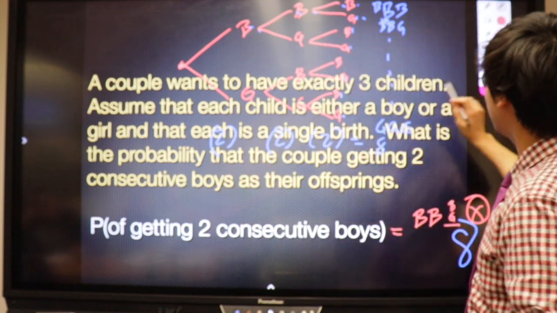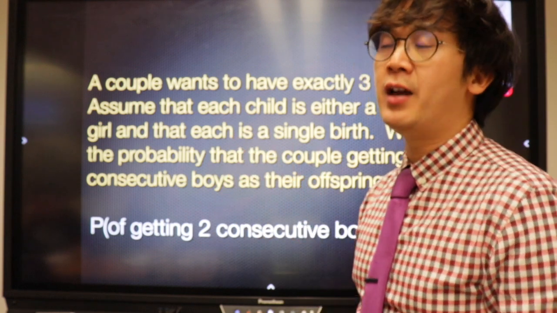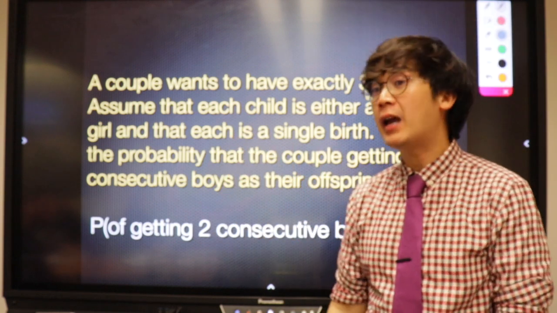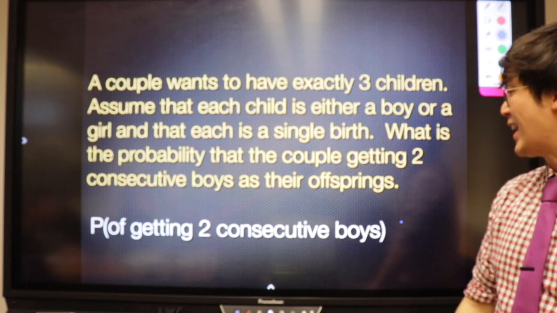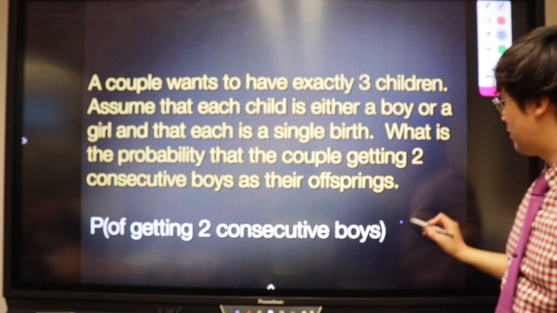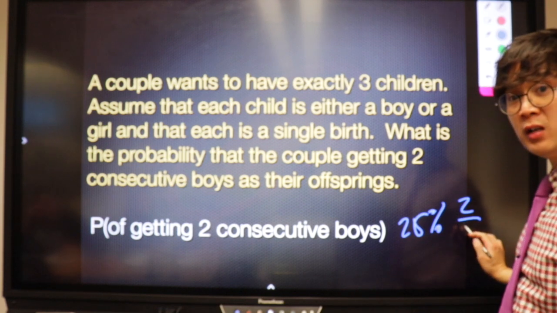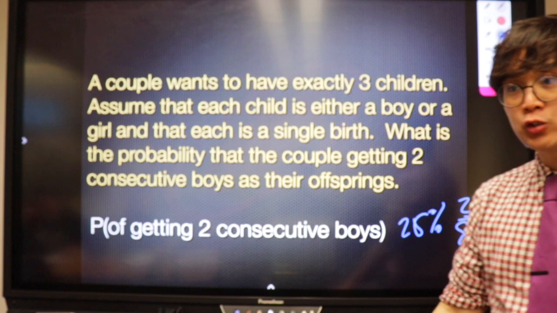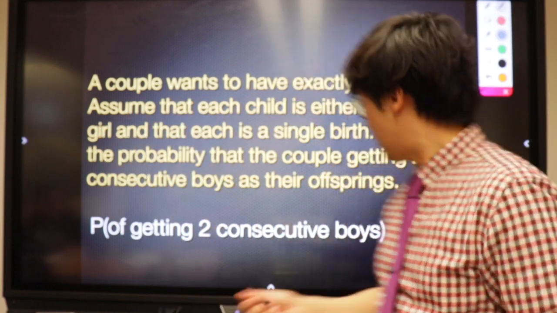Now, take a guess. Now that you've visualized your tree diagram and your sample space, what do you think is the probability of getting 2 consecutive boys? 25%? What is your fraction? 2 over 8? So there are only 2 possible outcomes? Isn't it 3 though?